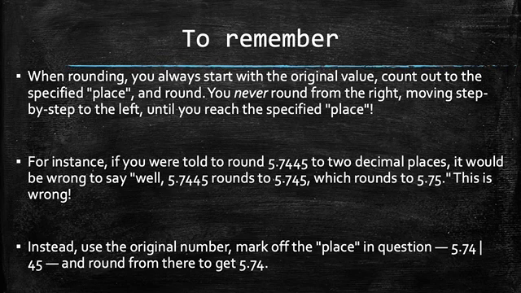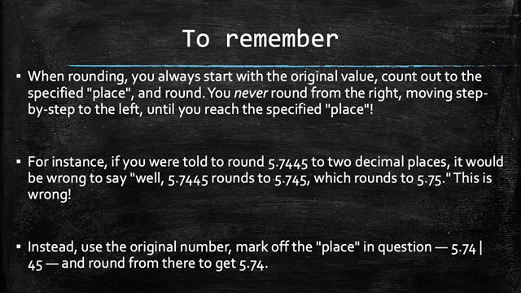For instance, if you were told to round 5.7445 to 2 decimal places, it would be wrong to say, well, 5.7445 rounds to 5.745, which rounds to 5.75. This is wrong. Instead, use the original number, mark off the place in question, which would be 5.74, then with your slash, 45 behind it, and round from there to get 5.74.